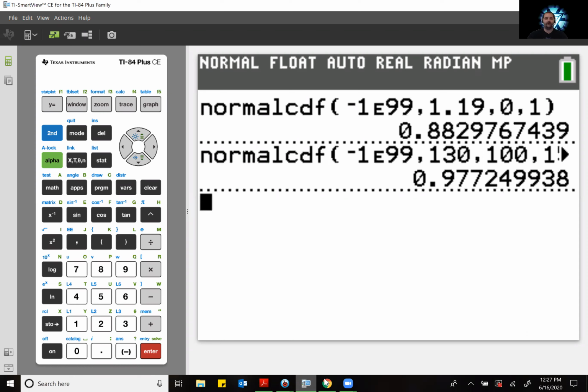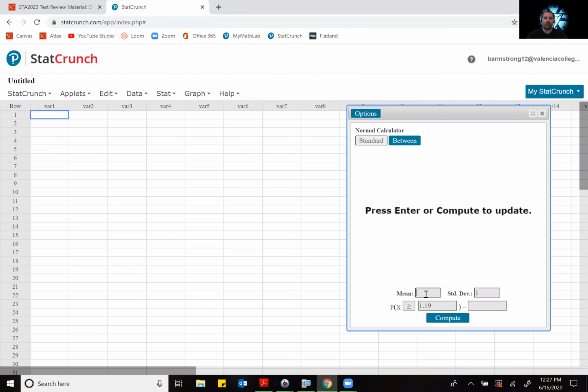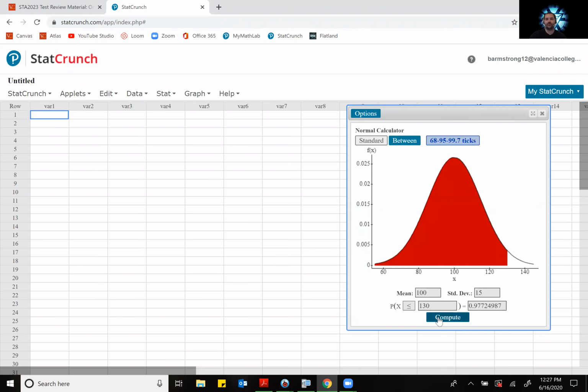In StatCrunch, you can do the same thing. You don't have to convert these into the Z-scores if you don't want to. So you can put 100, you could put the 15, and we want to be less than 130. And there's what your picture would look like. StatCrunch is easy. I like StatCrunch a lot. That's how I like to deal with these. But again, you can do this problem another way.